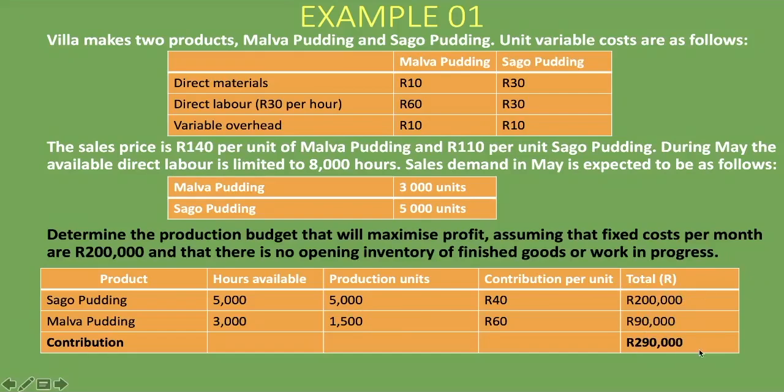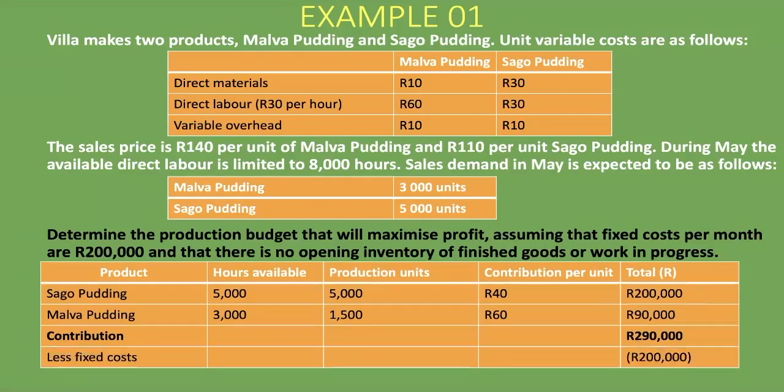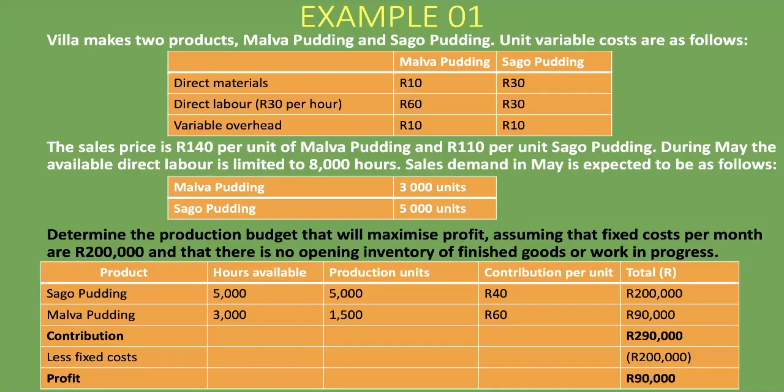And once we have the contribution that we'll receive, we just need to put down the fixed costs. We are told here that we assume that fixed costs per month are 200,000 Rand. So we need to put down the 200,000 Rand. And once we have done that, we can get our profit, which is the total contribution of 290,000 Rand minus the total fixed costs of 200,000 Rand. And it gives us a profit of 90,000 Rand. And that is how you do a limiting factor question, where you calculate the contribution maximizing production mix.